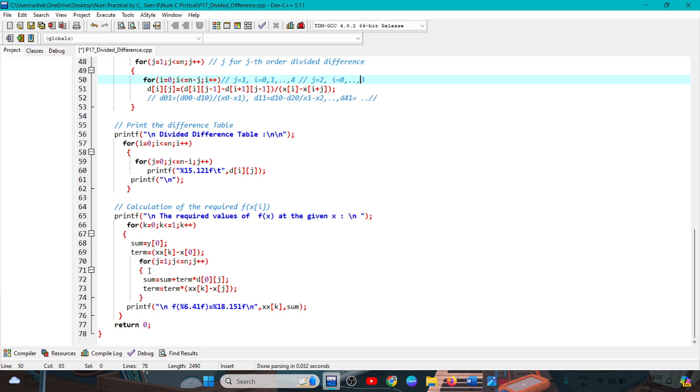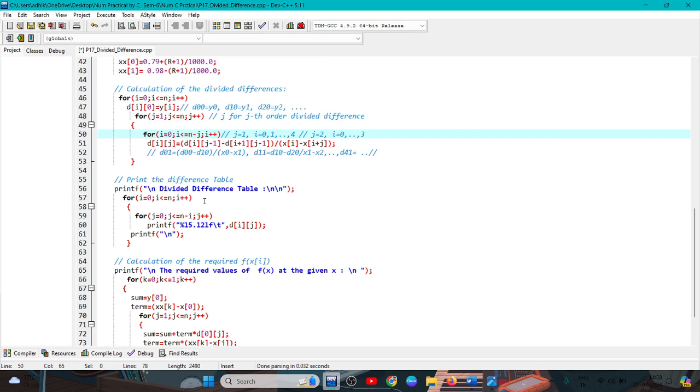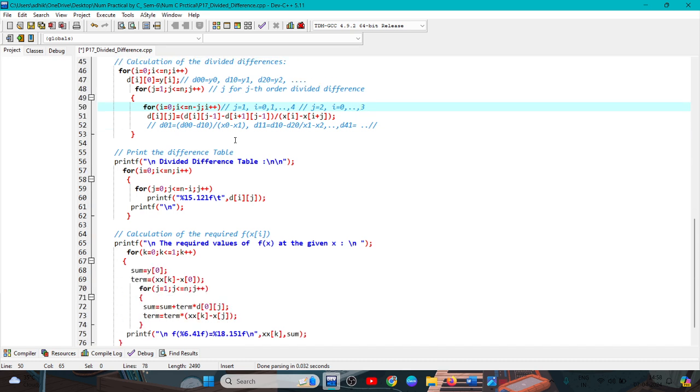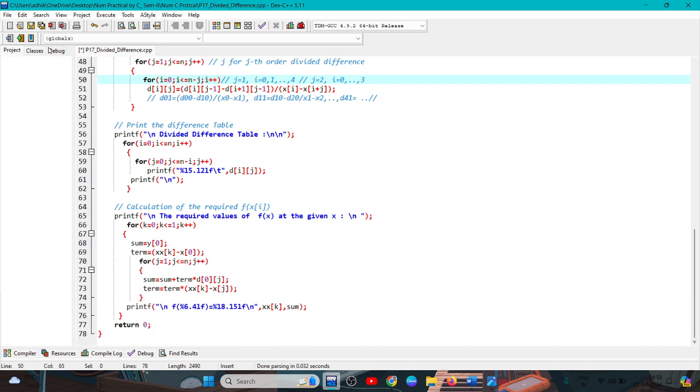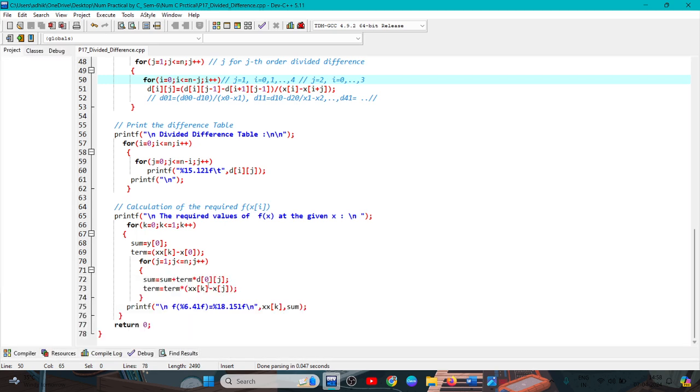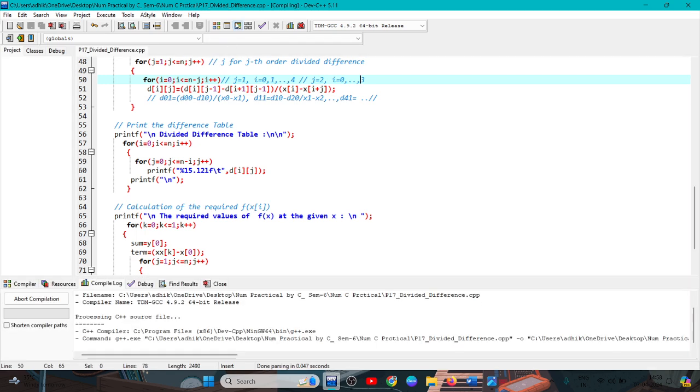And next loop, for k equal to 1, we get the value of f for the second value of x. This is 0.98 minus r plus 1 divided by 1000.1. And this is the programming of this. First save this program and compile. There is no error, and then run this program.